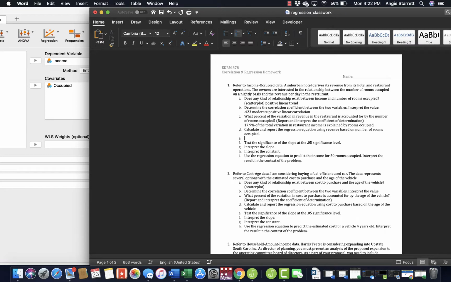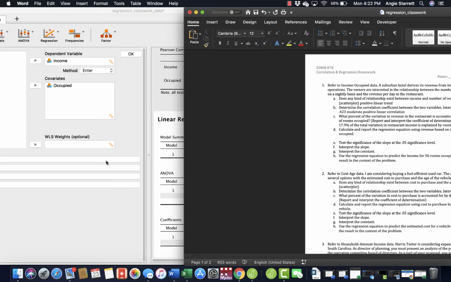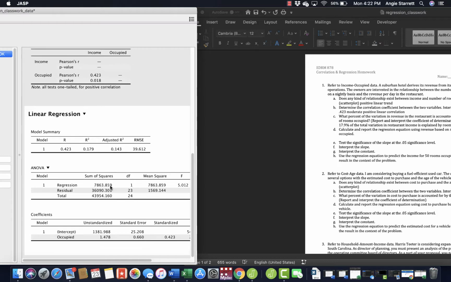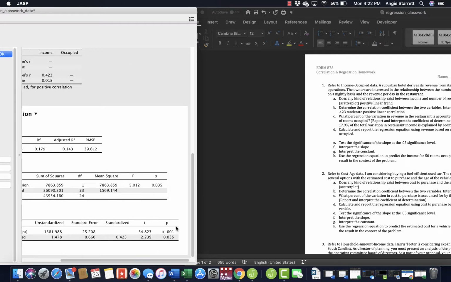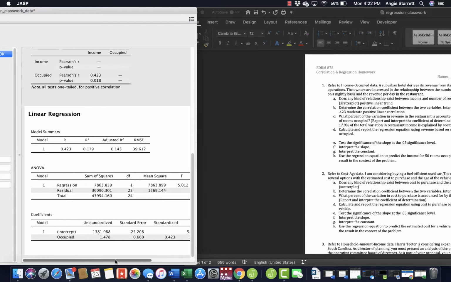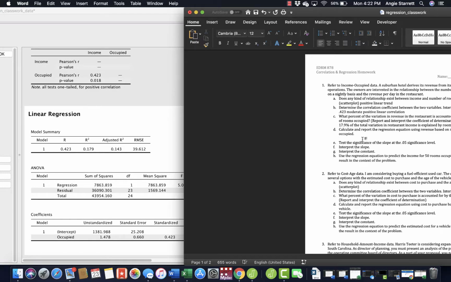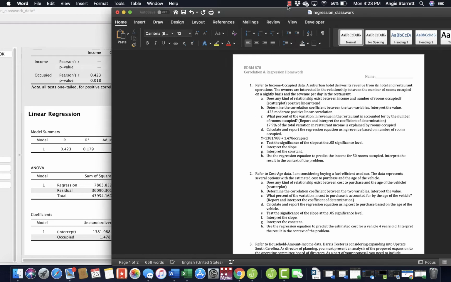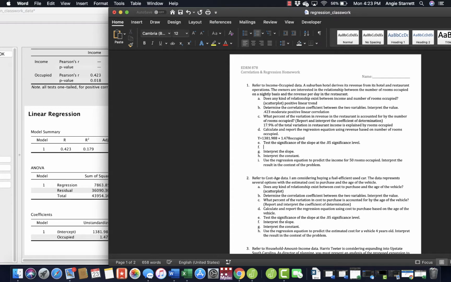All right, calculate and report the regression equation. All right, so now we need our coefficients table. We look at the intercept and occupied. They are both significant. All right, so we will say y equals 1381.988 plus 1.478 occupied.